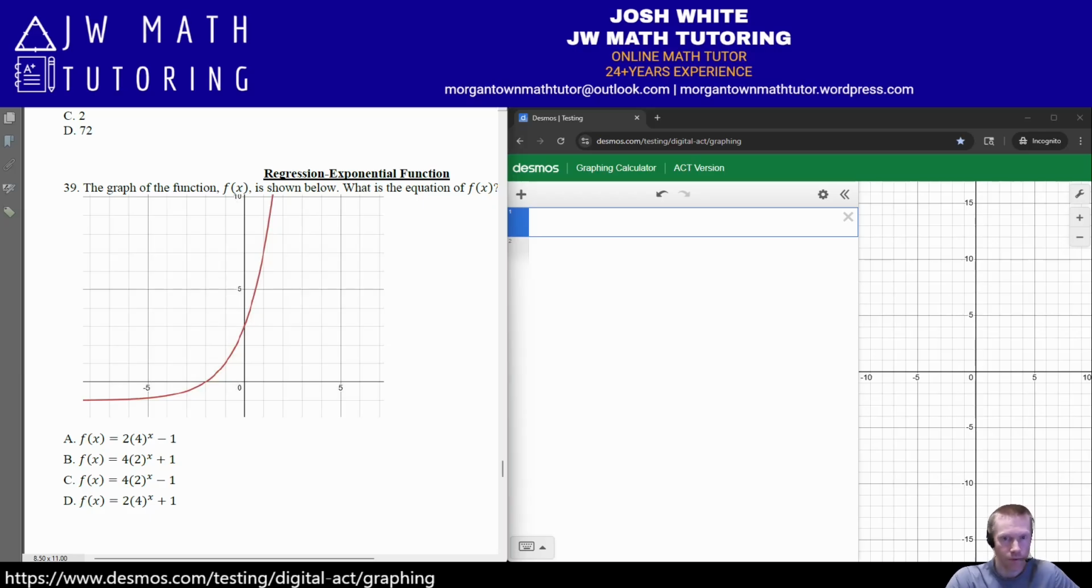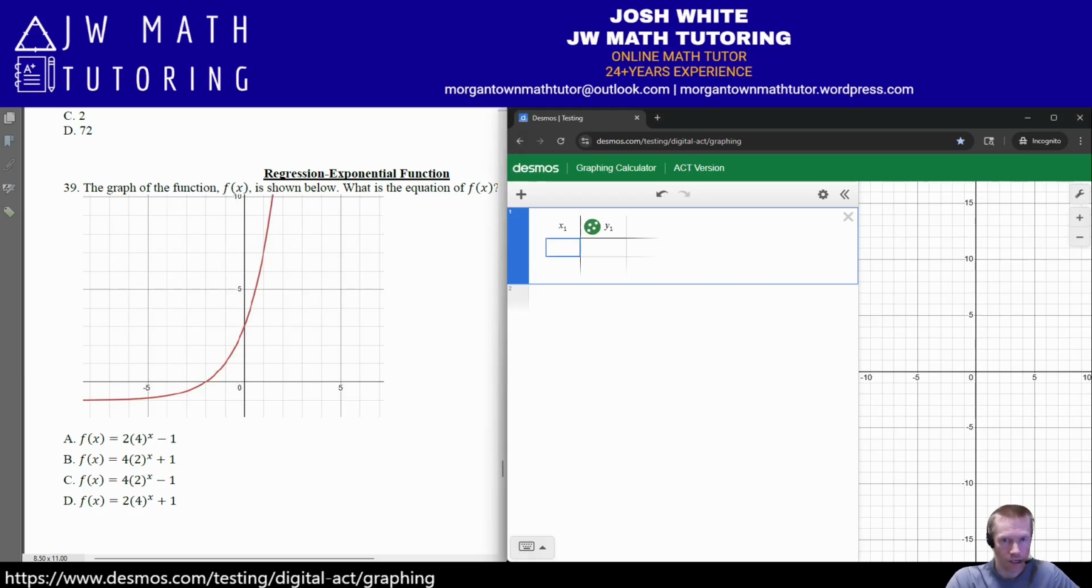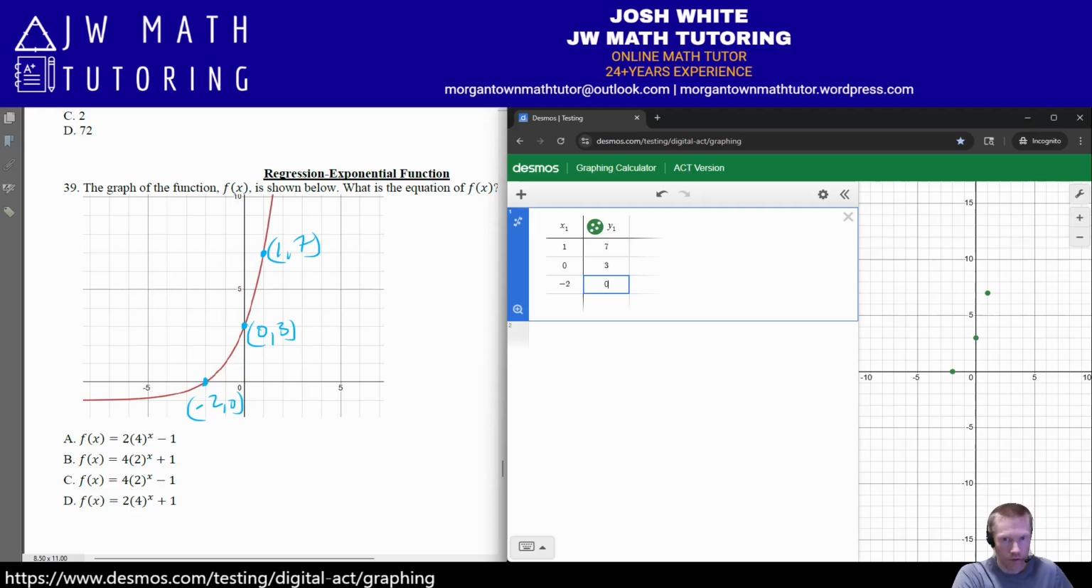So what I would do here is we're going to make a table, but now I need some points. So I'm going to go here, and I'm going to notice I've got -2, 0. I've got 0, 3. And it looks like right here I've got 1, 7. Okay, so now I'm going to go to my table. I'm going to type in these 3 points. 7, 0, 3, -2, 0.